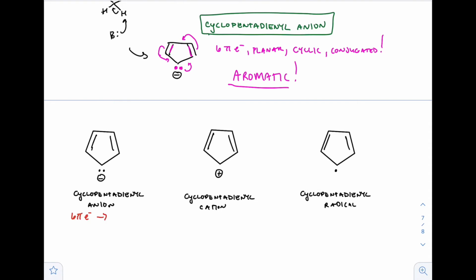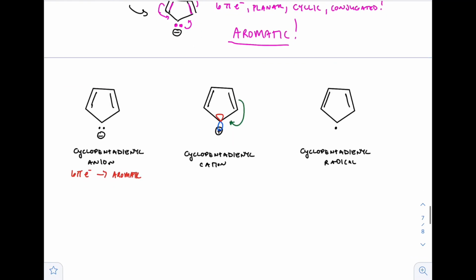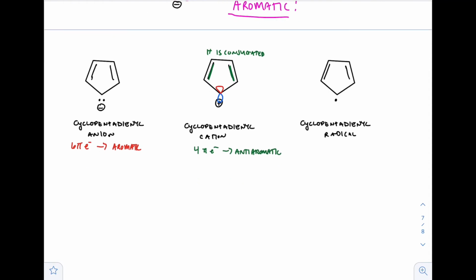So we already established 6 pi electrons on this one. It is aromatic. Now for the middle compound, I highlighted the pi electrons in blue. There's 4 of them. Now, is it conjugated? That would be the question. So why do we care if it's conjugated? Which it is, because you can have that pi electron go to occupy that vacant p orbital and just shift the positive charge somewhere else. So since it is conjugated and it has 4 pi electrons, that means it's anti-aromatic. If it wasn't conjugated, then it would just be non-aromatic.